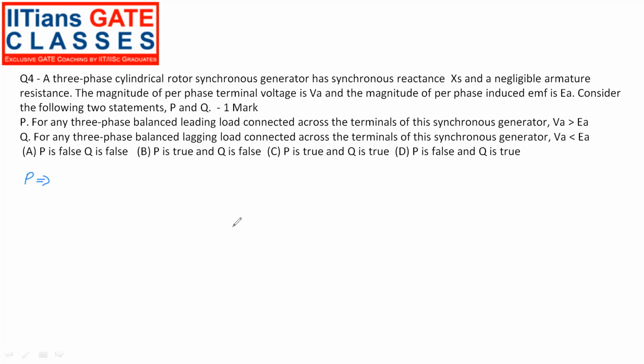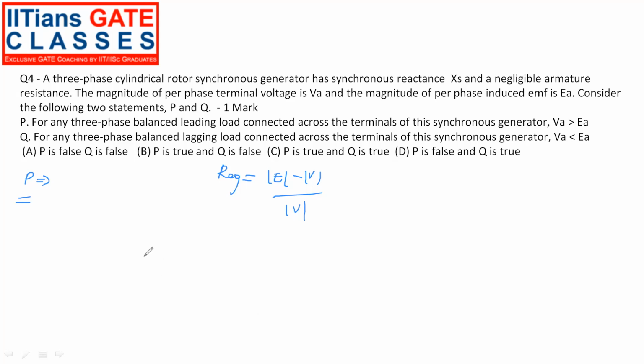So generally for leading loads, VA depends upon the magnitude of the load and load power factor for a given excitation. So the regulation can be either positive, negative, or zero for leading power factor loads. So the regulation generally is given by regulation equal to (E minus V) by V. So the statement P is false because for a leading type of load, generally the regulation either can be positive, zero, or negative.